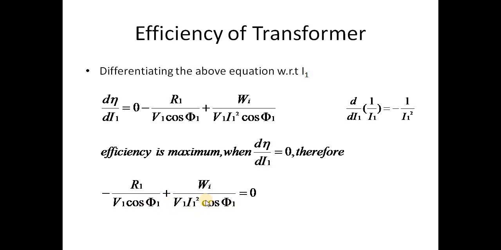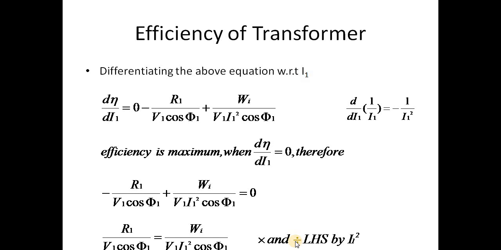So now we will equate these two terms. We will take this term to the right hand side. So the equation is going to be R1 divided by V1 cos phi1 equals Wi by V1 I1 square cos phi1. For this expression, multiply and divide the LHS term by I1 square.